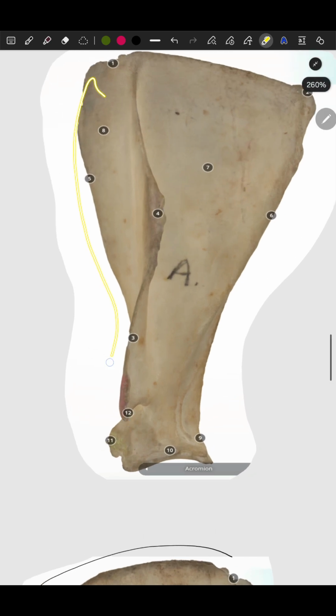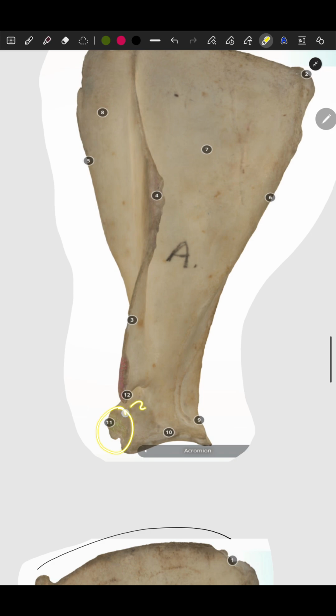And the anterior border ends as a supraglenoidal tubercle. There is a glenoidal cavity and this tubercle is lying just before and above the glenoidal cavity, so this is known as the supraglenoidal tubercle. It is also known as tuber scapulae.